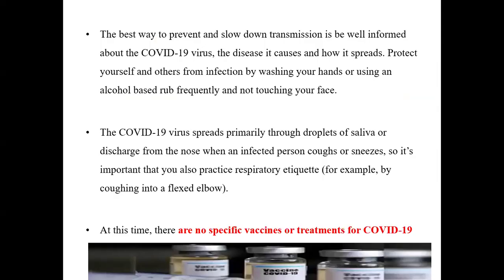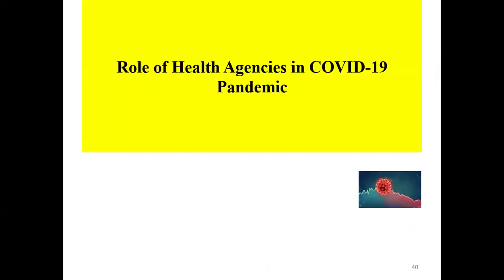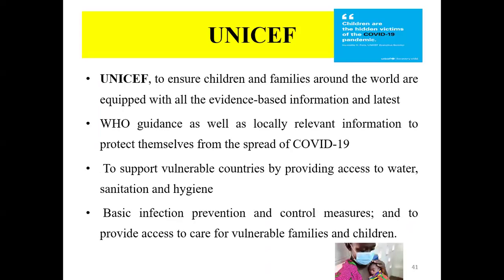The best way to prevent and slow down transmission is to be well informed about the COVID virus, the disease, how it causes and how it spreads. Since no vaccines have been provided at this time. Next is the role of the health agencies in the COVID-19 pandemic.